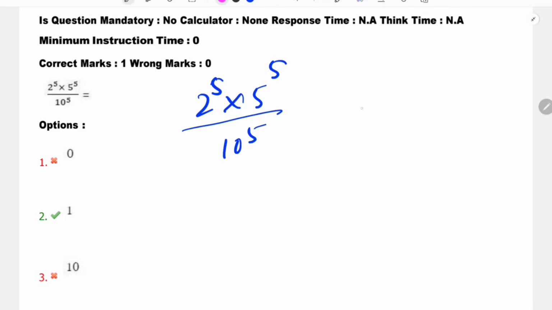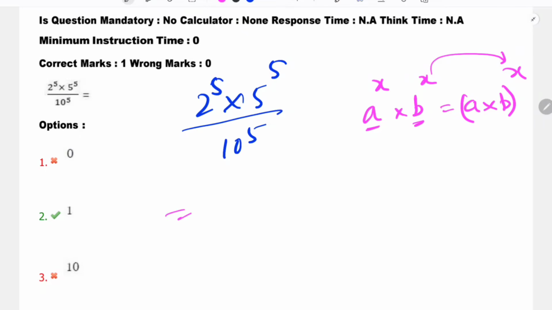What is the formula? When bases are different, for example, a power x multiplied by b power y, and the power is also the same, here the power is 5, instead of 5 I am writing x. So what is the formula? If the power is the same and the base is not the same, this is the same as a multiplied by b whole power x. That means you should not add or multiply the power, simply write x here, whatever the power, then multiply the bases. So in this case, 2 multiplied by 5 whole power 5 divided by 10 power 5.